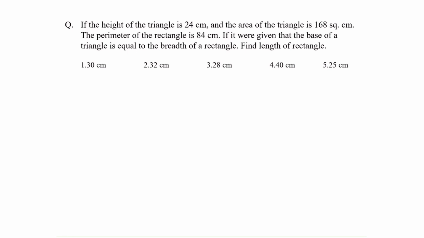If the height of the triangle is 24 centimeter and the area of the triangle is 168 square centimeter, the perimeter of the rectangle is 84 centimeter. If it were given that the base of the triangle is equal to the breadth of the rectangle, find the length of the rectangle. First let us find the base of the triangle based on the given height and area. Half into base into height is equal to 168. Height is given as 24 centimeters. 7 times cancel. So breadth is equal to 14.